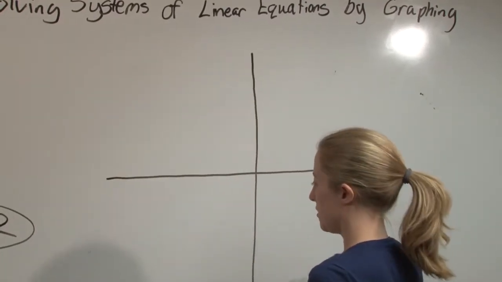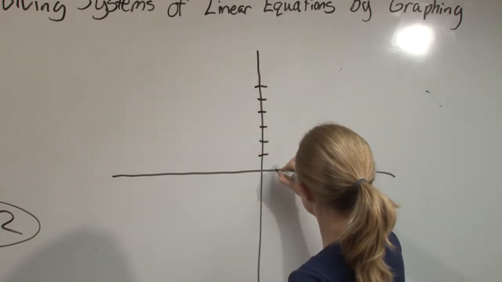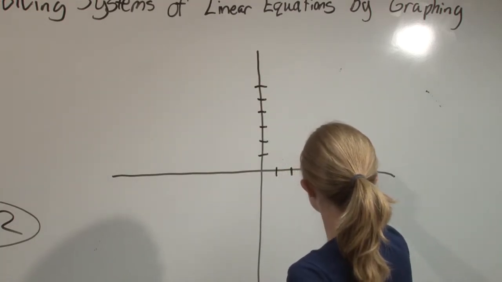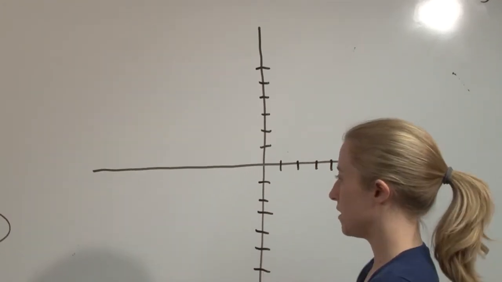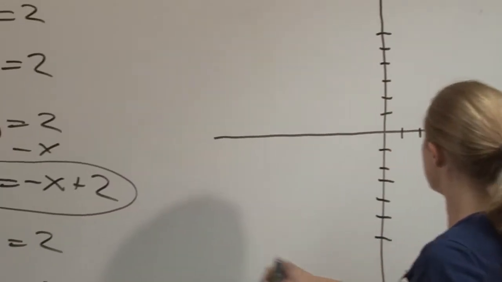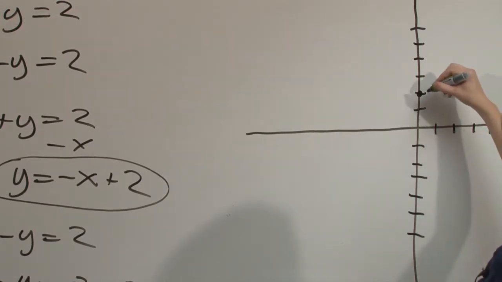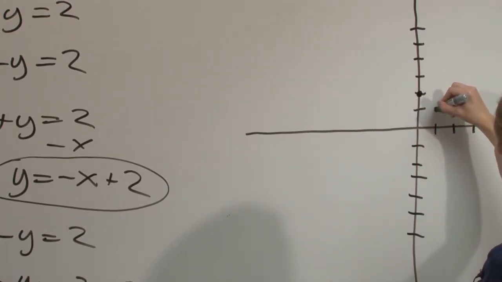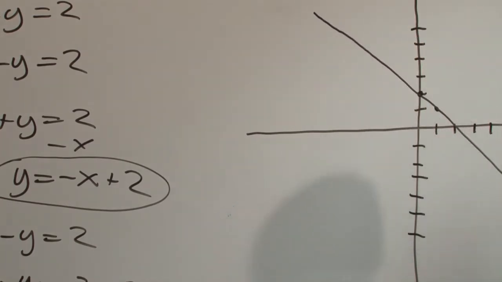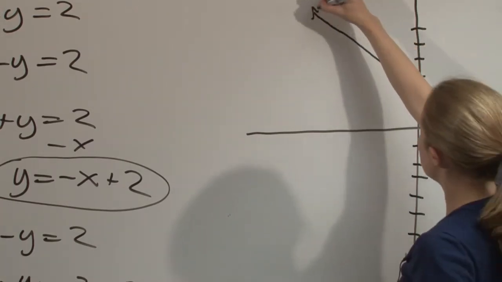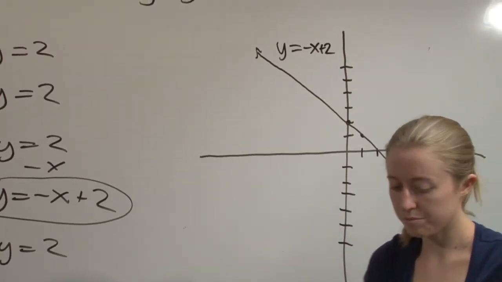So my first line, y equals -x plus 2. So I'll start with the 2, and then since it's -x, it's going to go down 1 and across 1. So go ahead and graph that one like this. This is y equals negative x plus 2.